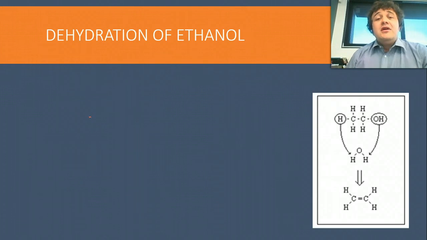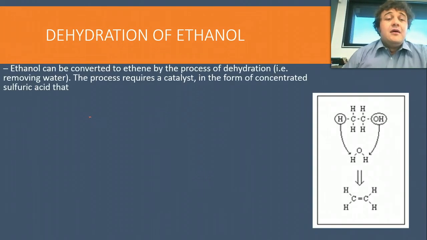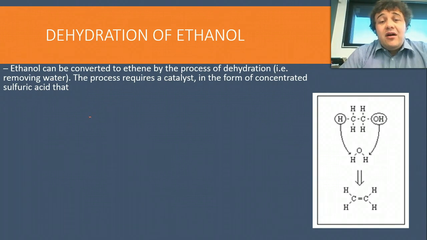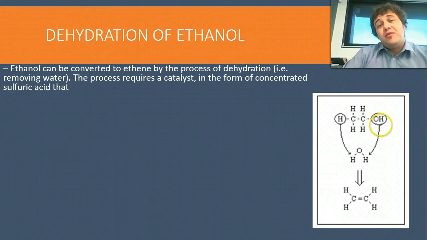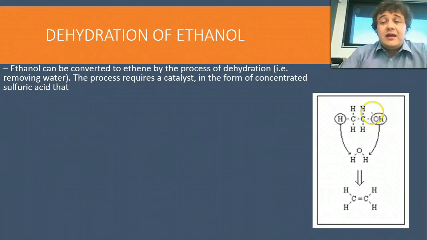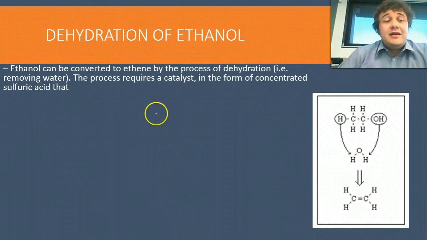All right, so dehydration of ethanol. Basically, with ethanol, we can dehydrate it, which means to take a water away. Now, this doesn't mean there's a water sitting on the end that we pull off. It means that we pull away a hydroxyl group, which is this one here, and a hydrogen, put them together to make water, and that leaves us with ethylene. Now, this is a way of producing ethylene.